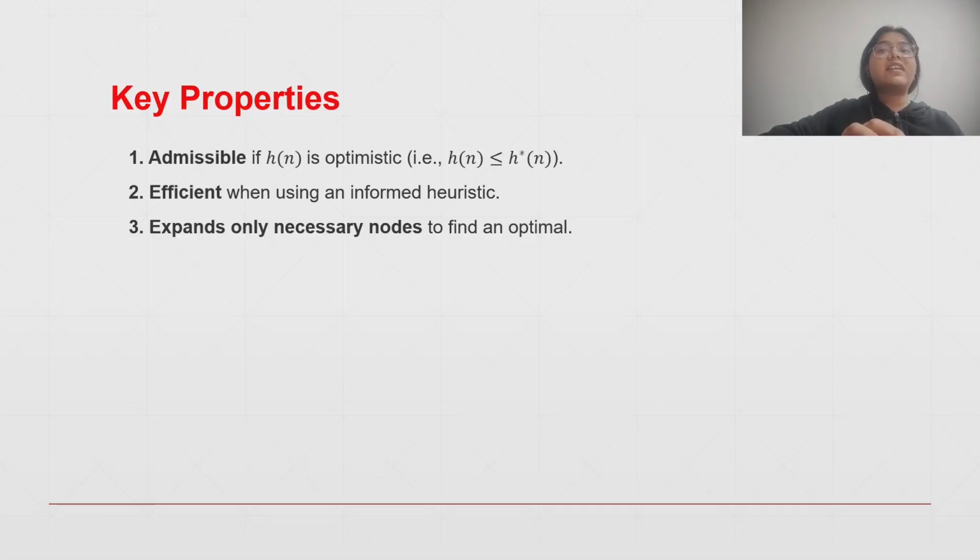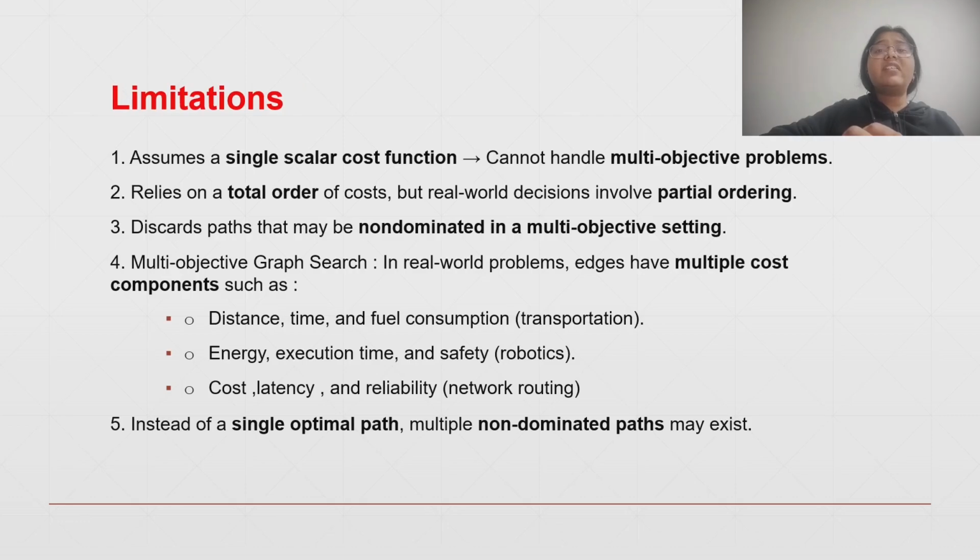This means A star can only optimize for one objective at a time, which makes it unsuitable for many real-world applications. In reality, most problems involve multiple objectives that need to be optimized simultaneously. For example, in transportation systems, we need to minimize distance, time, and fuel consumption. In network routing, we optimize for cost, latency, reliability. In robotics, we aim to balance energy consumption, time, and safety. These scenarios cannot be efficiently solved by A star.